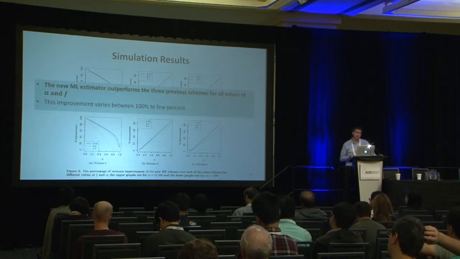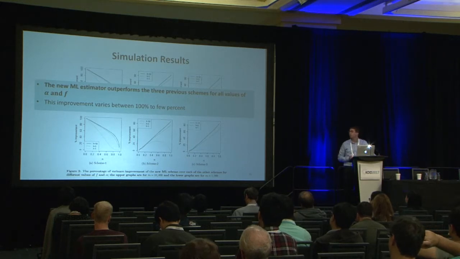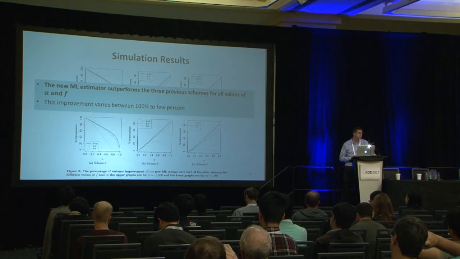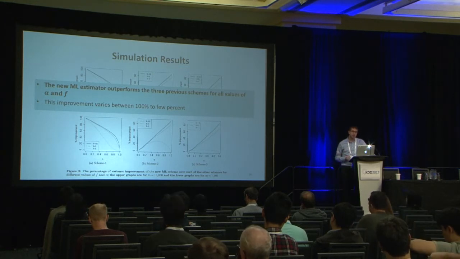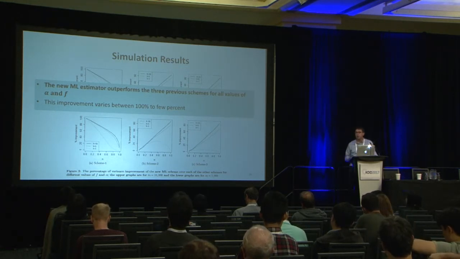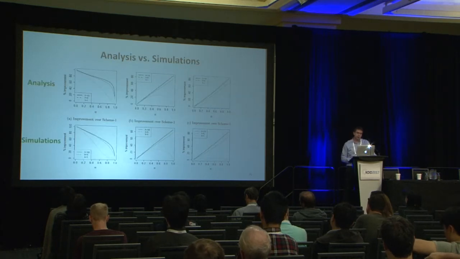So overall, we can see that our new maximum likelihood estimator outperforms all the 3 previous schemes for all values of intersection sizes and ratio sizes between B and A, and this improvement varies between 100% to about a few percent.